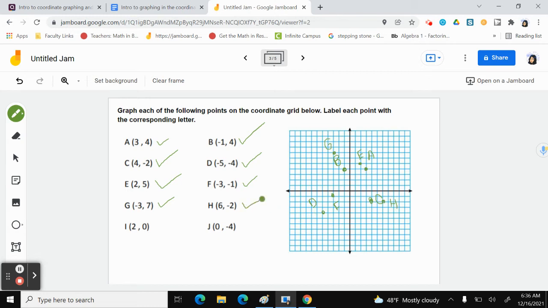Just a couple more points. (2, 0). Start at the origin. Go 2 right. Don't go anywhere in the vertical direction. Don't go up, don't go down, just 2 right. (0, -4). Don't move right, don't move left, just move 4 down. And these are roughly where your coordinates should be.